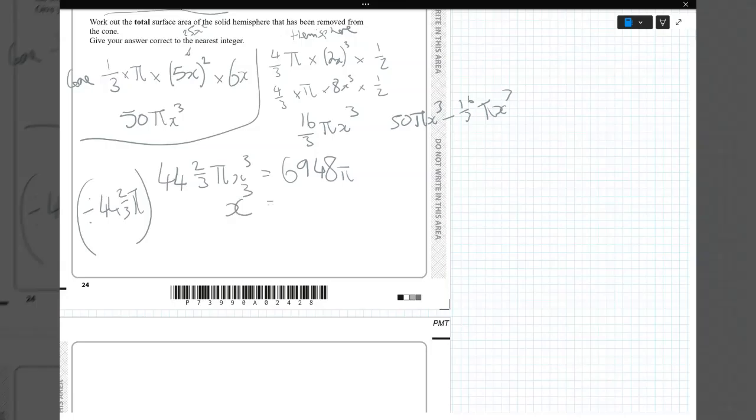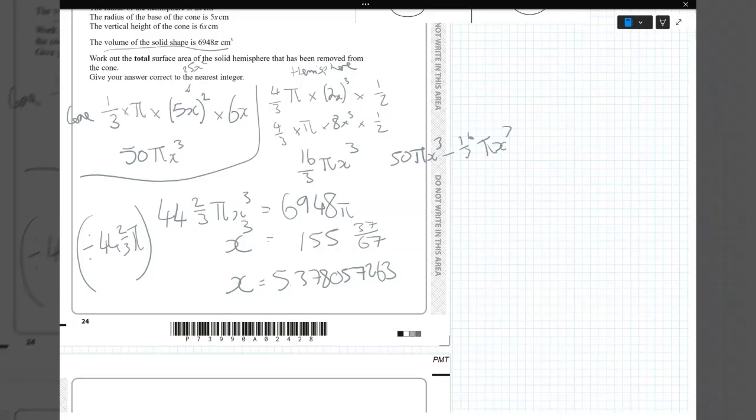6,948 divided by 44 2/3, and I've got that in the answer line still. That's not a nice number. It's 155 and 37/67. Cool. I wonder what it's going to be like when I cube root it. So we've got to cube root this number now. I'm not bothering with the exact form. X equals 5.37805763. Right, so that's what x is.